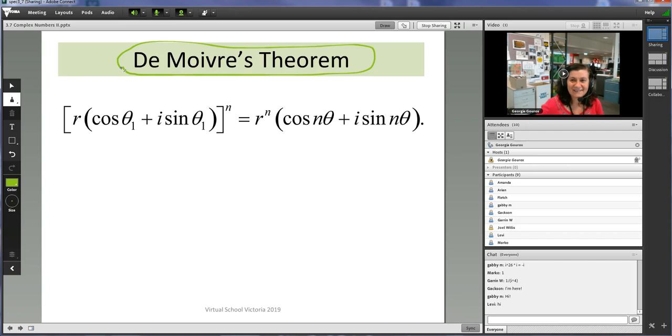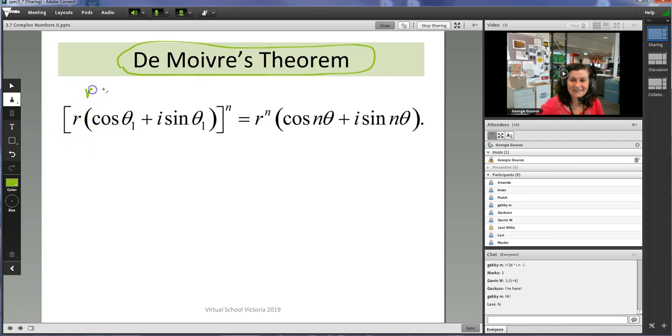Like I mentioned, De Moivre wasn't a mathematician. He was just a guy that used to like hanging out with mathematicians. But he came up with this theorem, which is pretty good for a guy that's just hanging out with mathematicians. I think he couldn't afford to go to university, so he just used to hang out with them and have chats.